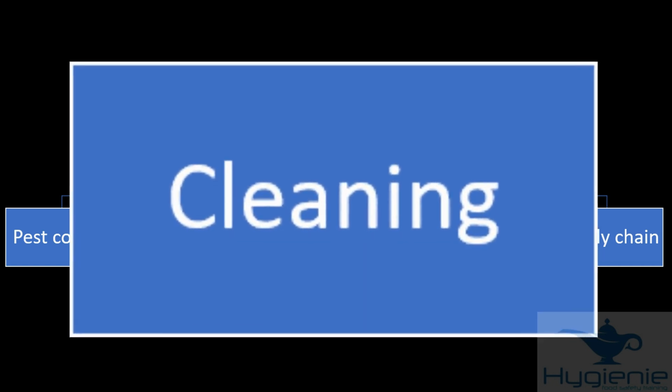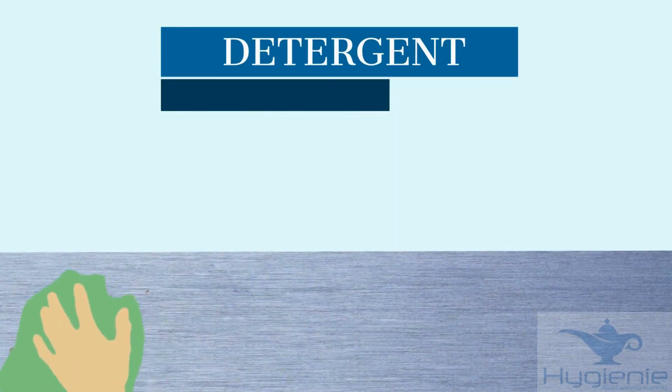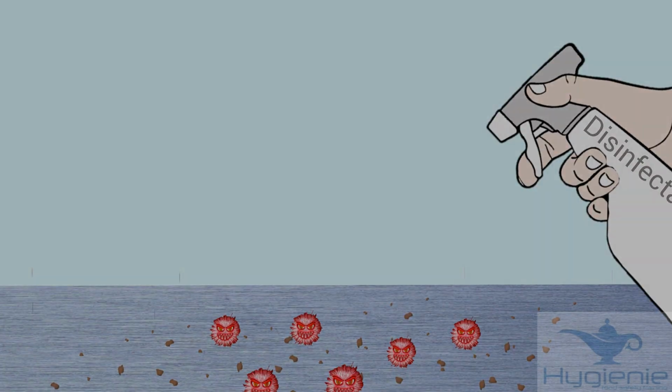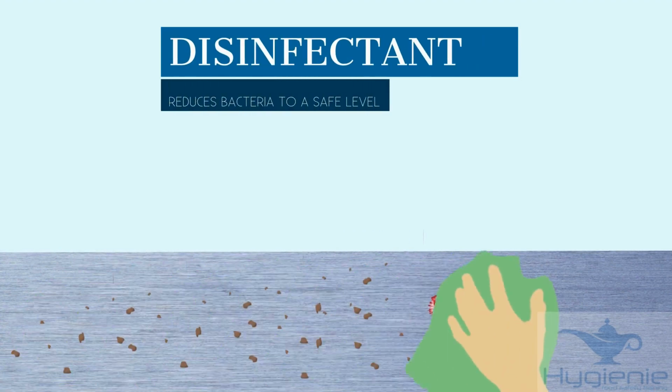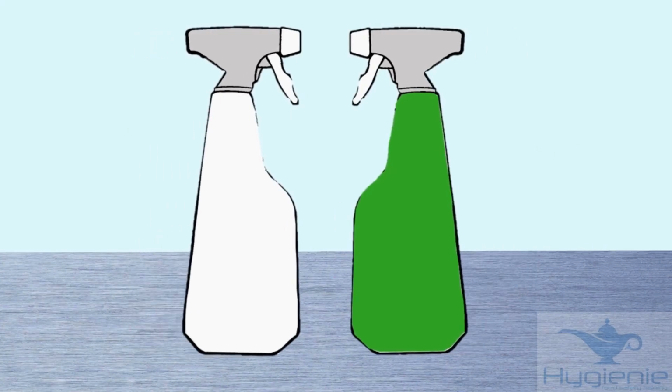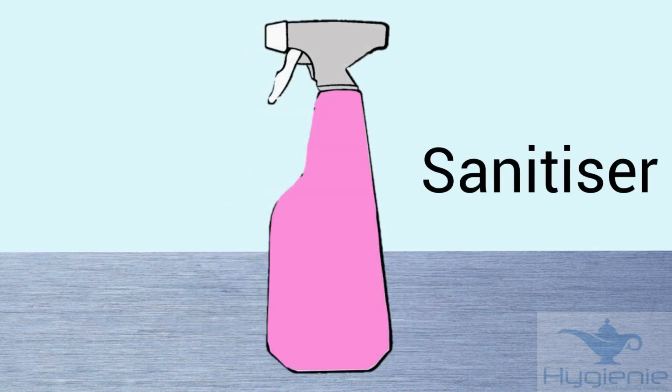Next, we'll take a look at cleaning. A detergent is a chemical which removes soil and grease. A disinfectant reduces bacteria to a safe level, but it's not designed to remove soil and grease. A detergent and a disinfectant combined is called a sanitizer.